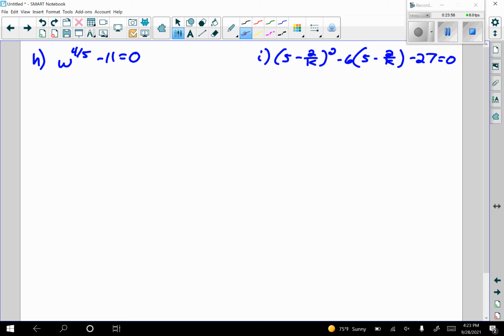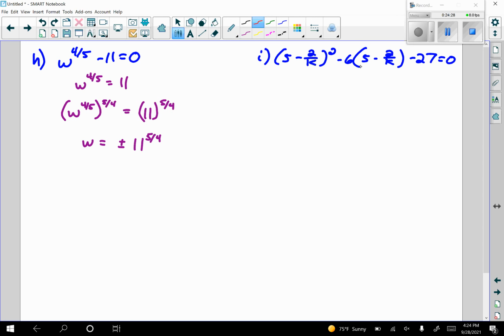Okay, looking at equation H. I want to first start by adding 11, so we get w to the 4/5 equals 11. Then I need to raise both sides to the reciprocal here, so w equals 11 to the 5/4. Because our denominator here, our bottom number, is even, we need the plus or minus. So we're going to say w equals plus or minus 11 to the 5/4, because we can't take a 4th root of 11, so that's just how we're going to leave it.